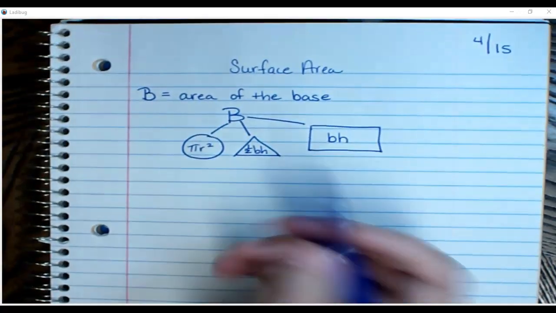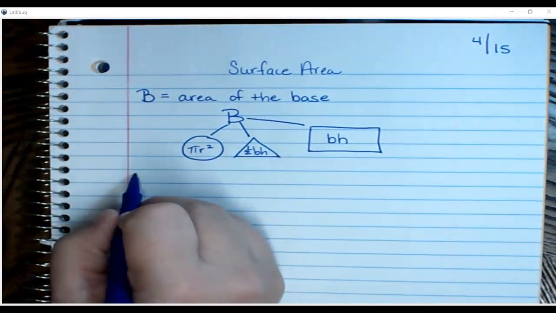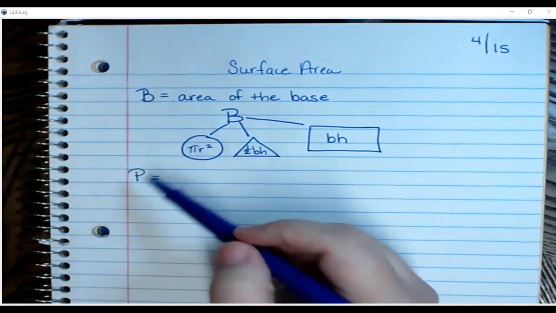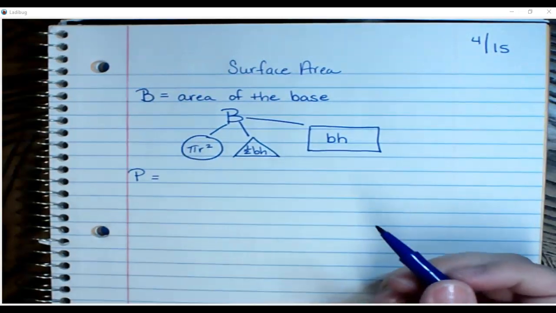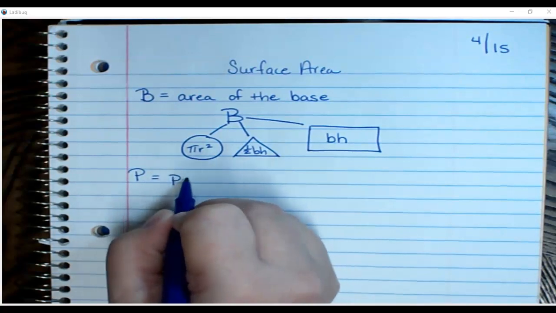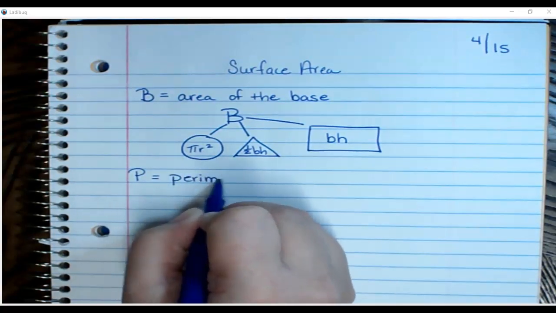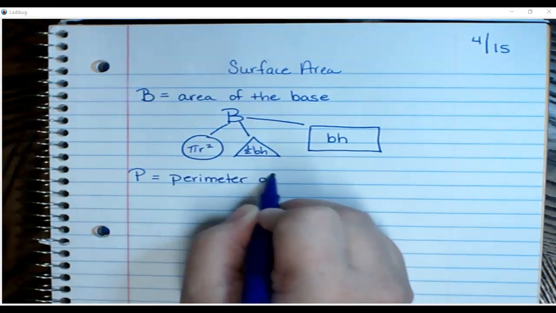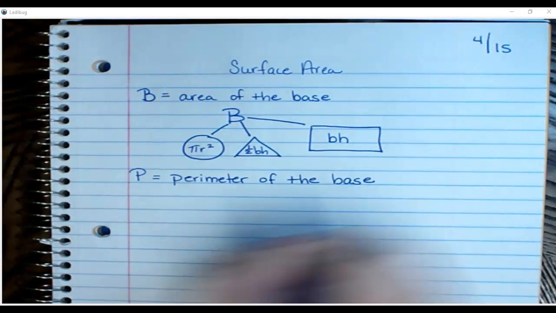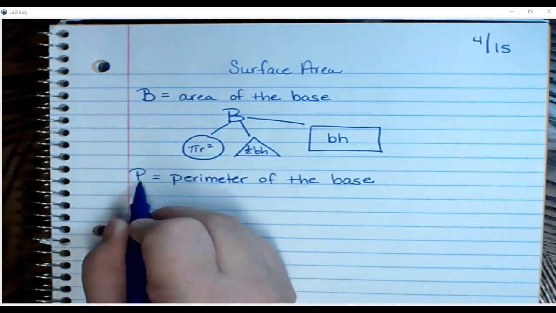So the next vocabulary term is a capital P. And just like Big B, we call it Big P. Capital P stands for perimeter of the base. Remember, it's a capital letter, so it means we have to do some type of calculation.